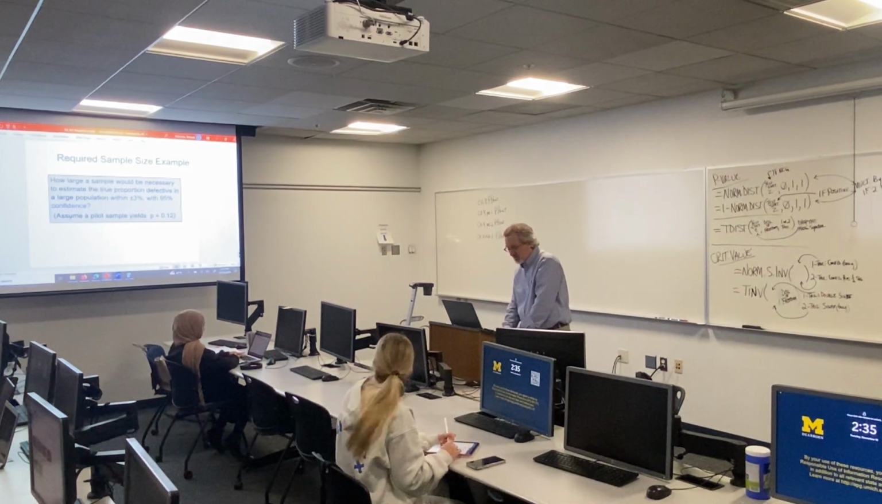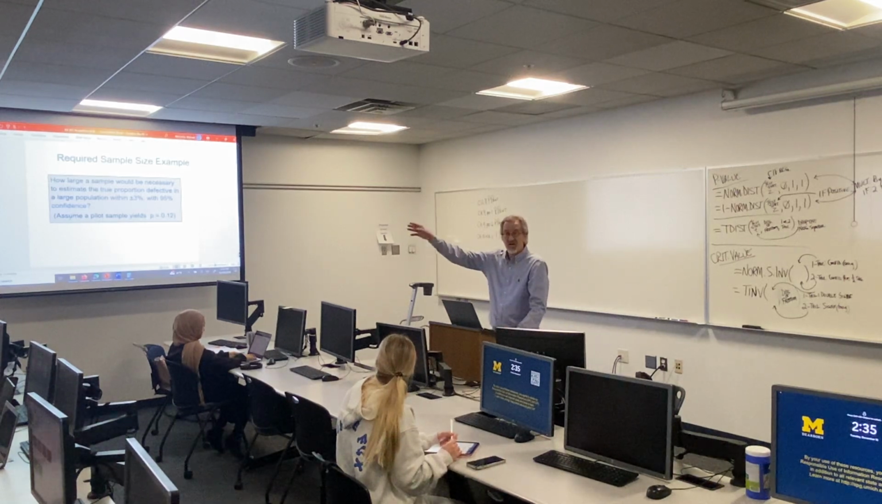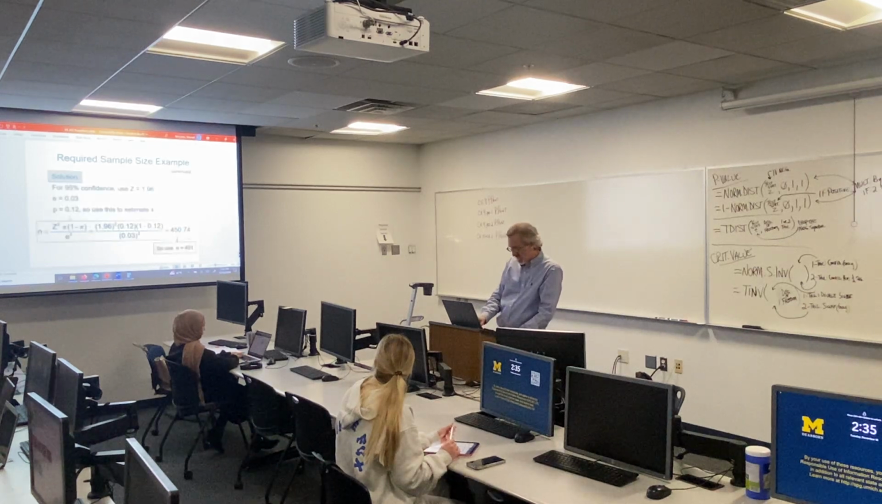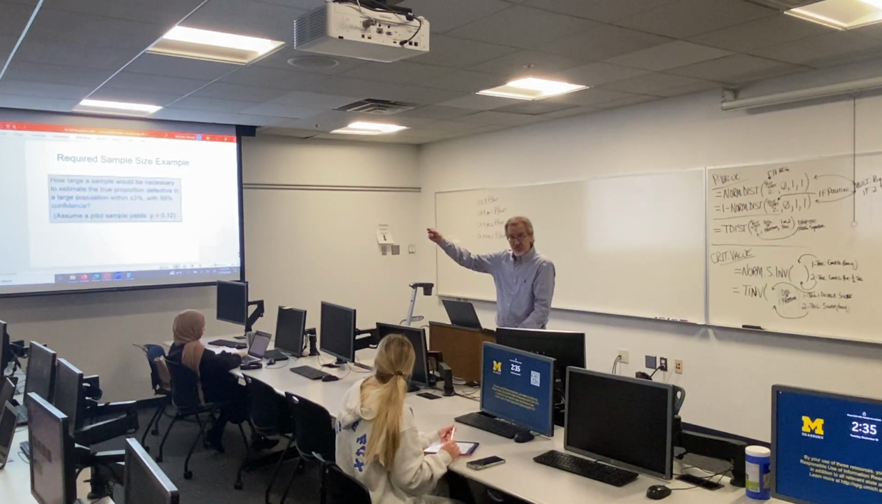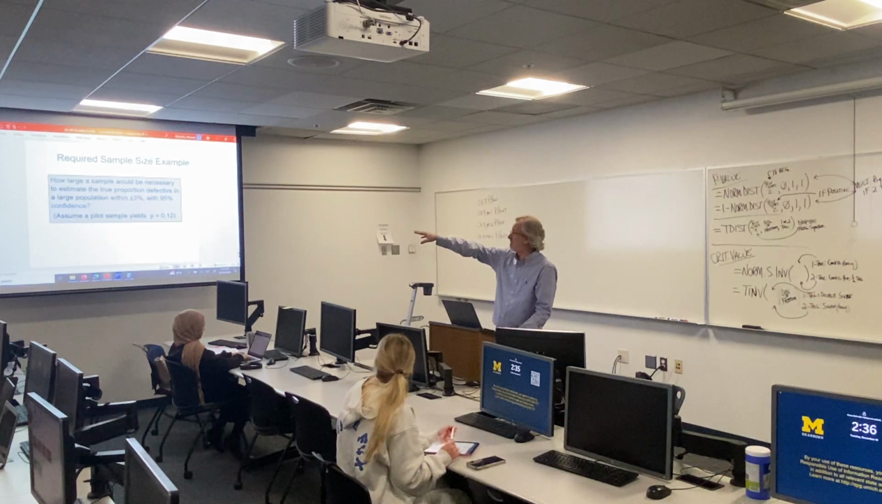Proportion defective, large population. We're within plus or minus 3%. There's the error, plus or minus 3%. I think we gotta convert it to a decimal though, don't we? Yeah. Convert it to a decimal, 0.03, and it will be squared in the denominator. There's the error. 95% confidence. And it says, assume a pilot sample yields a proportion of 12%, 0.12.